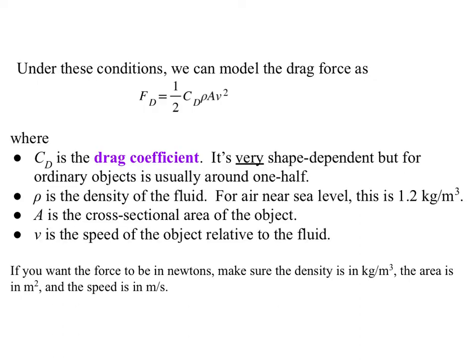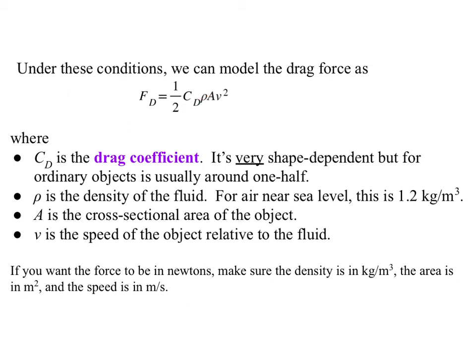Our model now is going to say that the drag force is the product of a bunch of things. A constant factor of a half, and then something called the drag coefficient. That's C sub D. The coefficient of drag is very, very, very shape dependent. It is not simple. It can be found from geometry, which is nice, but usually not in a trivial way. But for ordinary objects, it's safe to say it's around a half. So notice we'll have a half times another half for most objects.